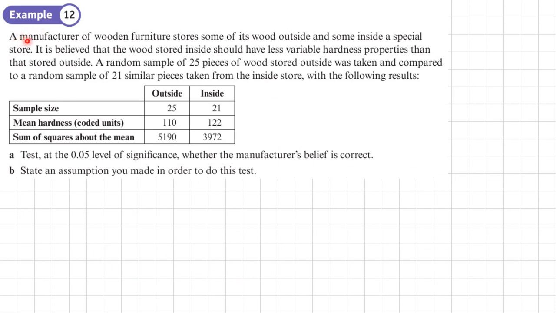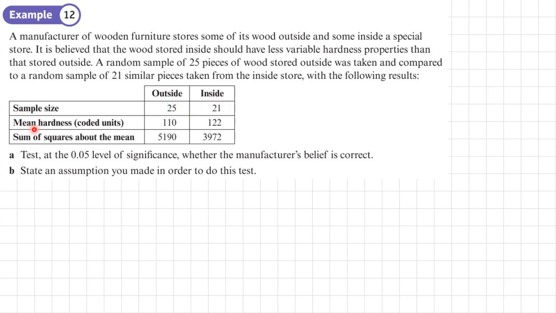Example 12. A manufacturer of wooden furniture stores some of its wood outside and some inside a special store. It is believed that the wood stored inside should have less variable hardness properties than that stored outside. A random sample of 25 pieces of wood stored outside was taken and compared to a random sample of 21 similar pieces taken from the inside store with the following results. So we've got our sample sizes here.